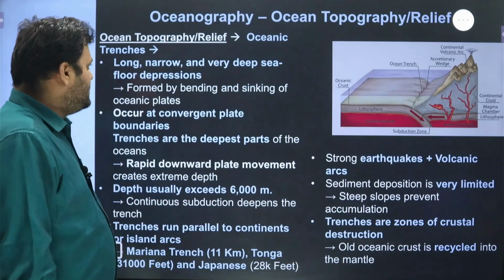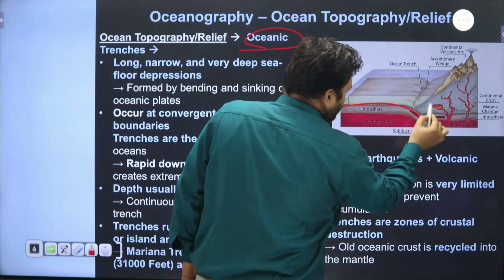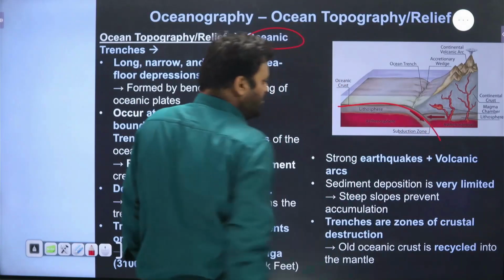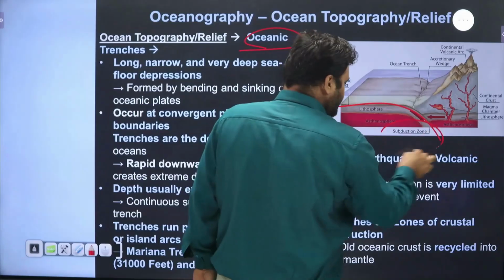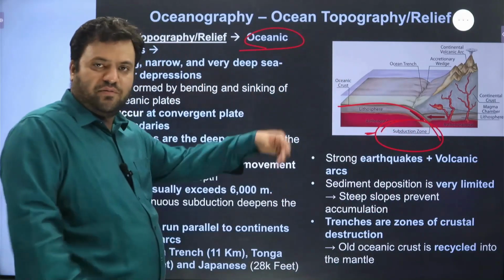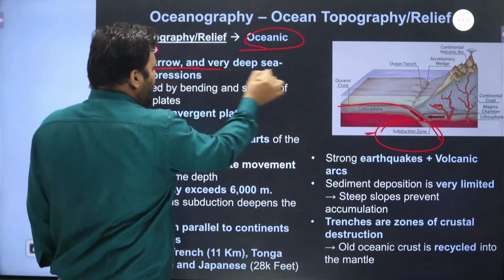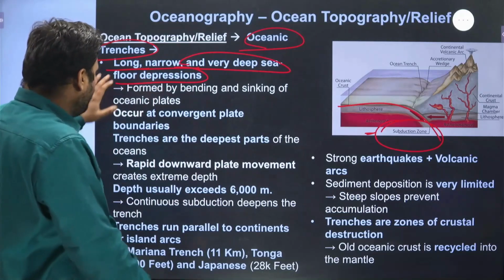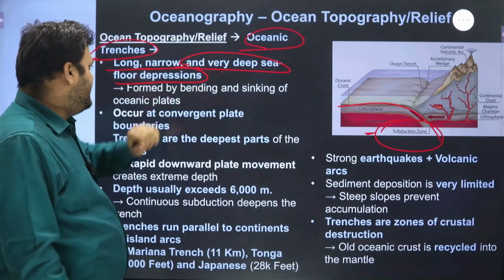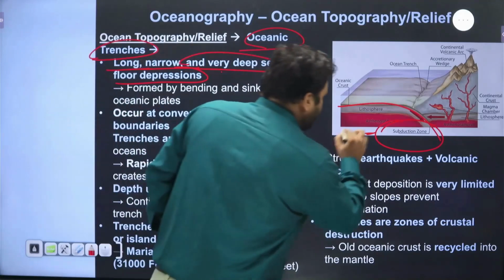Then we have an oceanic trench. This oceanic trench, here you can see, is the portion where the continental and oceanic plates are converging. As a result of that, a subduction zone is formed. So these trenches are long, narrow, and very deep sea floor depressions, and they are there because of the convergence.